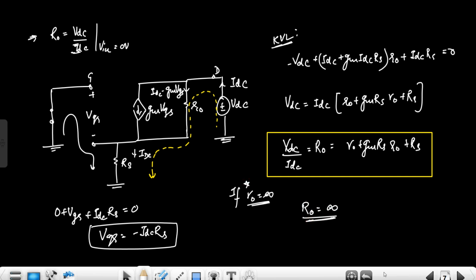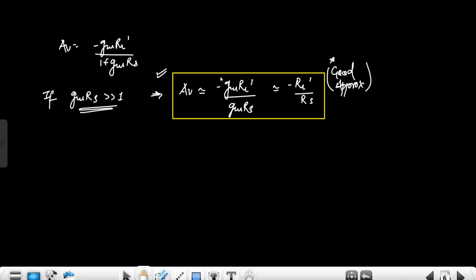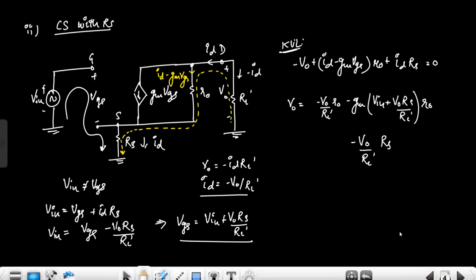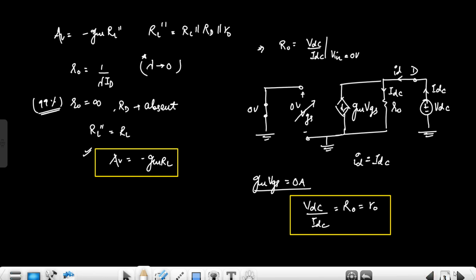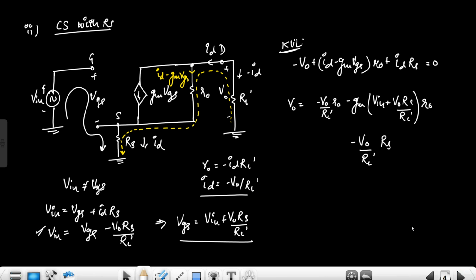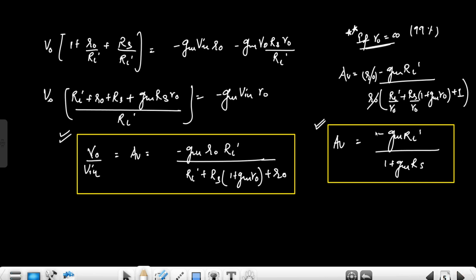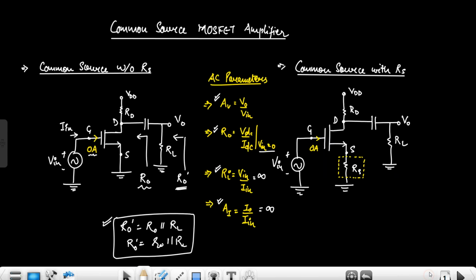So this is how we can derive these results, and obviously we can't remember these kinds of results. That's why we have to go in this form only: just draw the small signal model and go with the KVL or KCL, whichever is appropriate, and just substitute these values and find the expression. But the standard result, in 99% of cases, you can remember: minus GM RL dash upon 1 plus GM RS, which basically gets remembered, but this basic form should also be known, right? So this is the definition of common source MOSFET amplifier without RS and with RS.